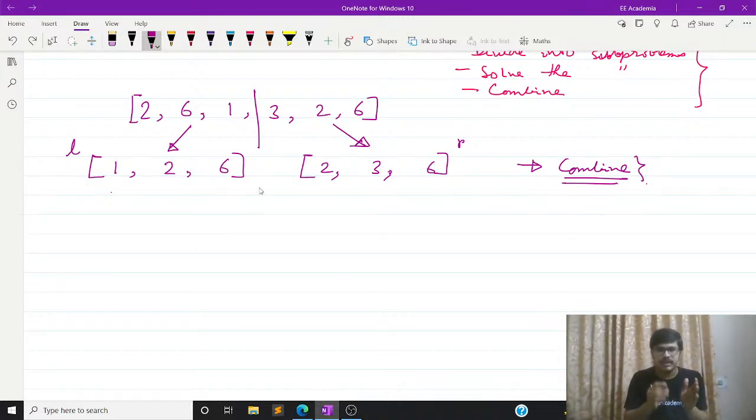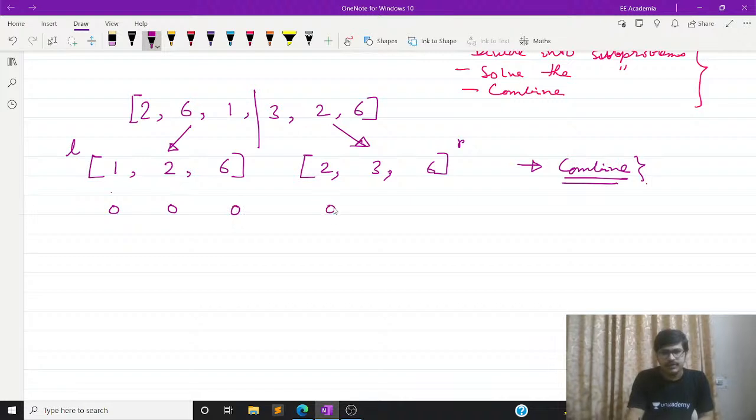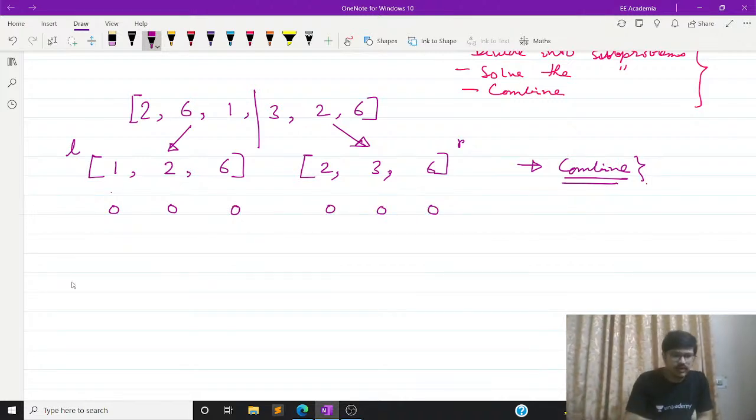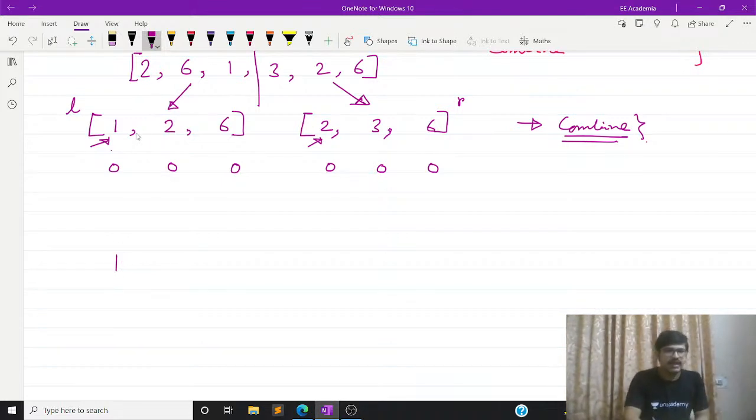First of all, the number of smaller elements on the right side for every element is zero. Zero here, zero here, zero here. Now I just do the standard merge sort procedure. I first compare the first two elements. I see that one is smaller, so put one into our sorted array and increment this pointer.